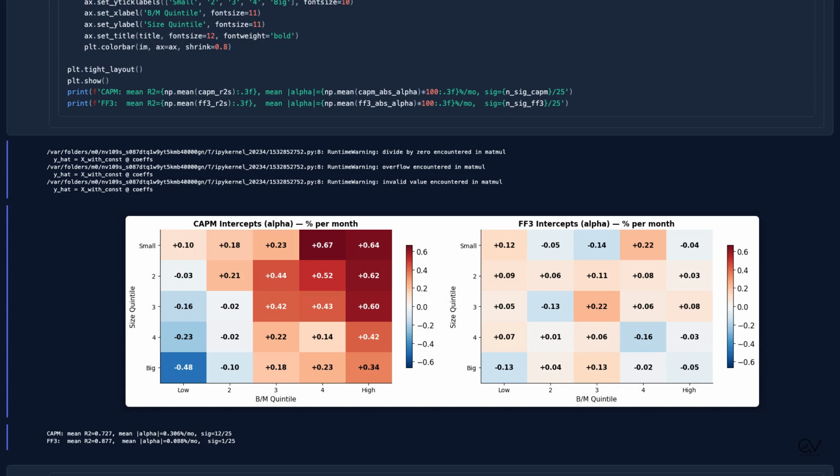On the right, the three-factor model on the same scale. The grid washes out to near white. Every intercept is inside plus or minus 0.23%. The summary underneath puts numbers on it. Mean R squared rises from 0.73 to 0.88. Alphas, significant at 2 standard errors, drop from 12 out of 25 down to 1. And the mean absolute pricing error falls from 0.31% a month to 0.09.